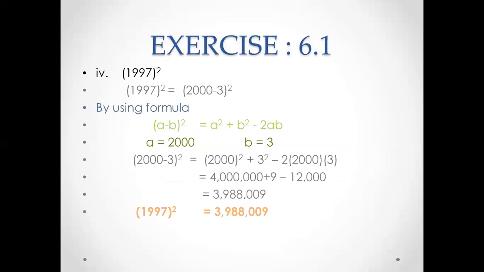Instead of a, you write there 2000. Instead of b, you put 3. 2000 square plus 3 square minus 2 into 2000 into 3. After the calculation, we got the answer. You see on the screen. And you also verify your answer by taking the square of 1997. 3,988,009.